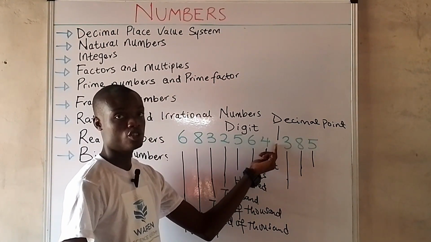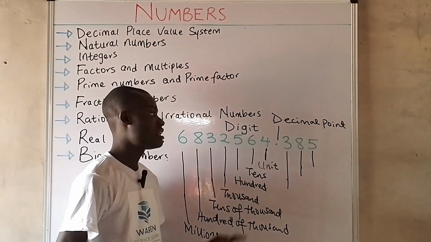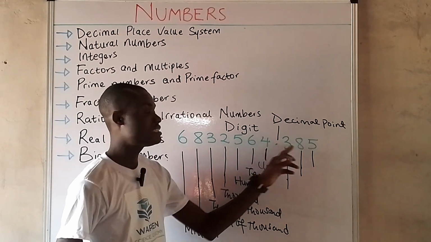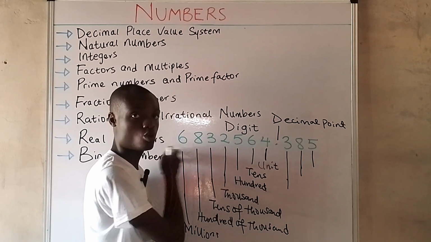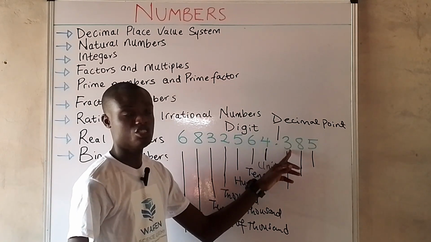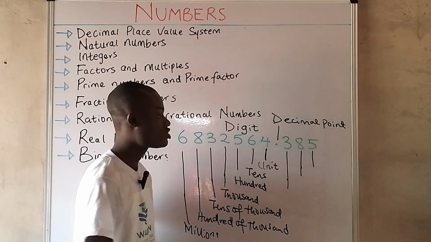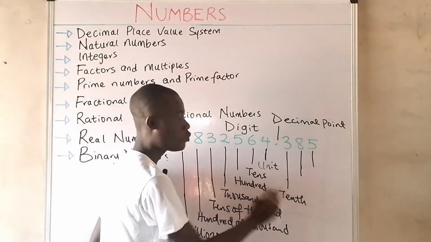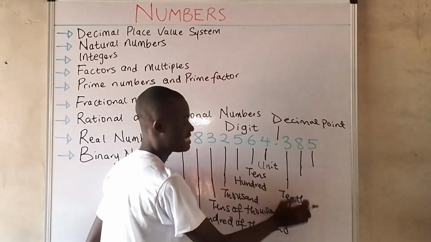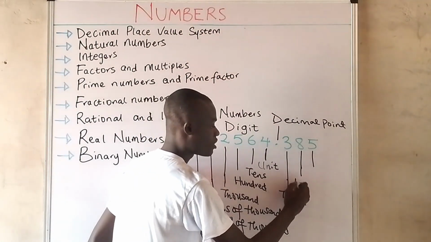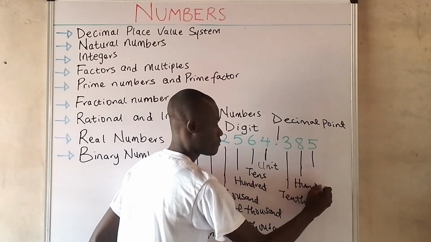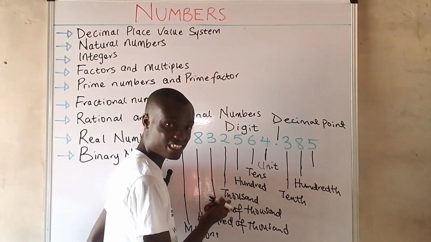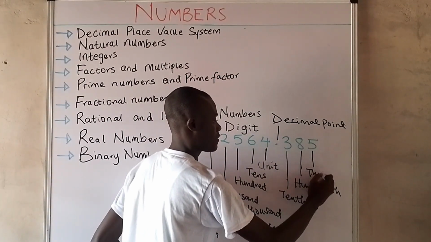Remember, from our decimal point towards the left, we have our whole numbers, and from our decimal point towards the right, we have decimal numbers. Now, each of these decimal digits has a place value just like the whole numbers. The first digit just after the decimal point is called the tenth. We don't have a unit, but we have a tenth. Then the second is called the hundredth. Then next, just like 10, 100, we have 1,000, the thousandth.